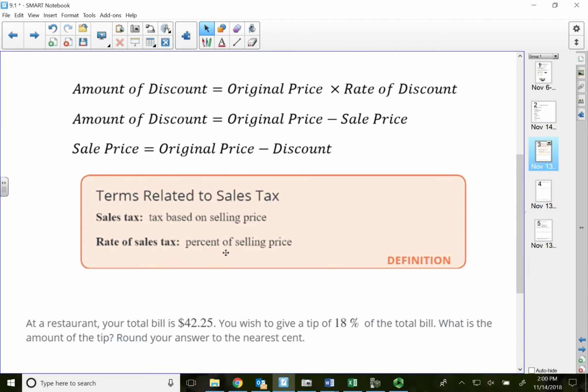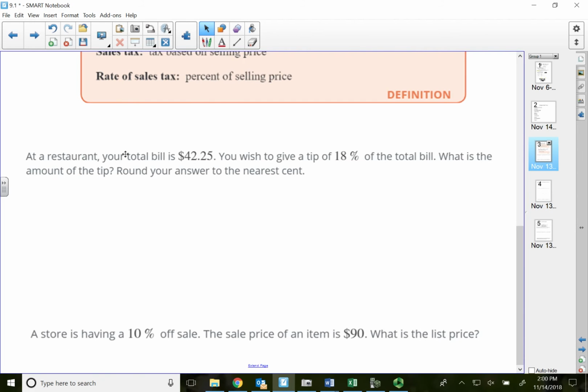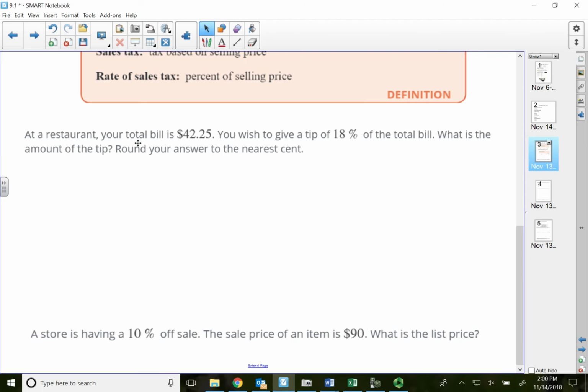All right, so I'm going to skip around some of these problems. I'm not going to do them quite in exact order, so just bear with me a little bit. So the first one I want to do is this restaurant question. So let's say we go out to eat. The total bill is $42.25. That's how much money we put in our belly. So now I wish to give a tip of 18% of the total bill.